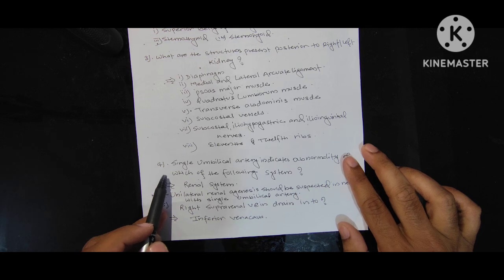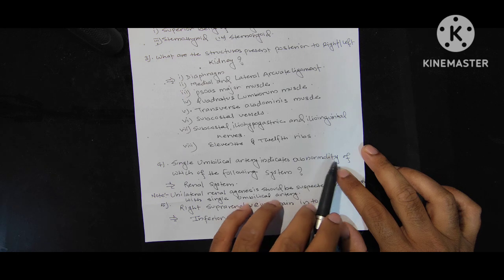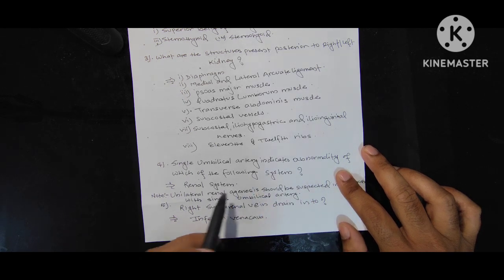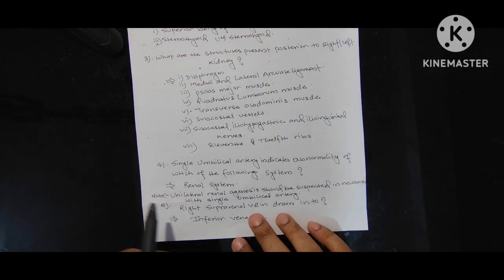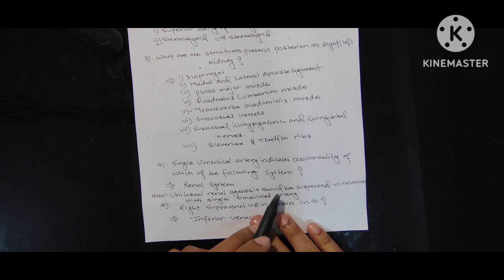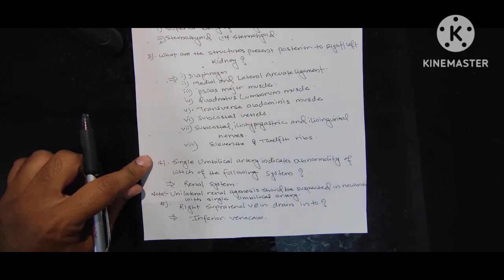The fourth question is, single umbilical artery indicates abnormality of which of the following systems? The single umbilical artery indicates abnormality of the renal system. Unilateral renal agenesis should be suspected in a newborn with a single umbilical artery. If a newborn has a single umbilical artery, it is suspected that there is unilateral renal agenesis, or one of the kidneys has not developed.